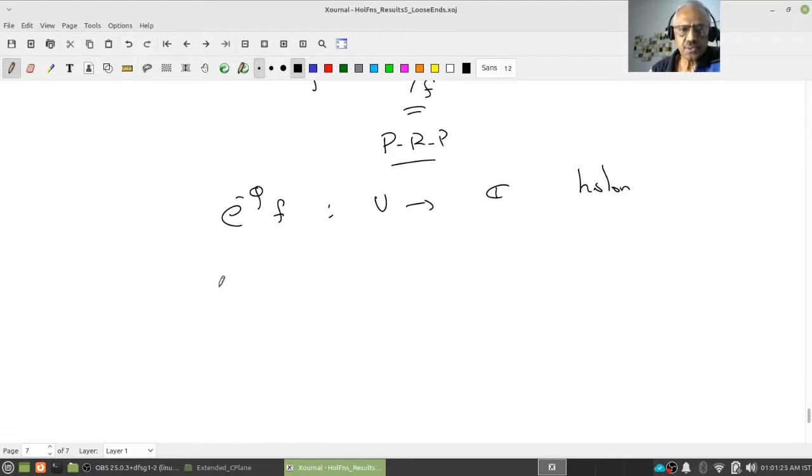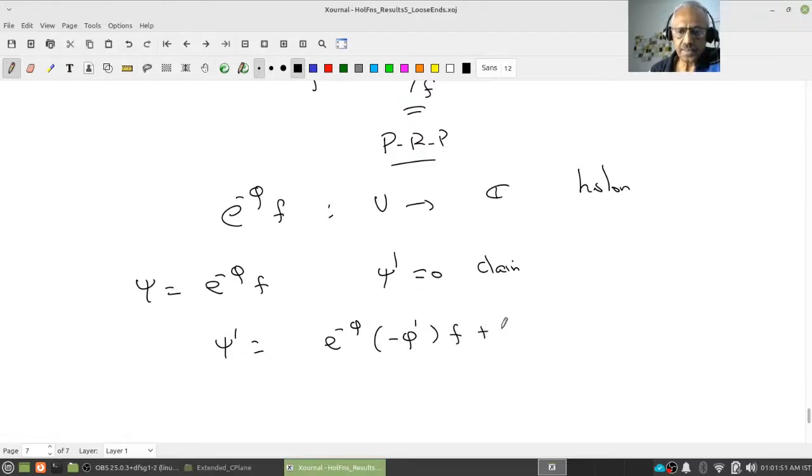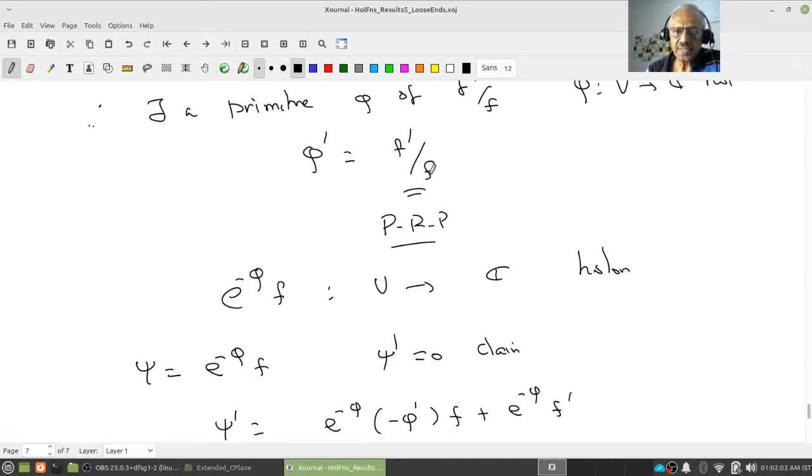Okay, so if you want to call this xi, e power minus phi times f, I want to say xi dash is 0. This is a claim. Let us check it. What is xi dash? Xi dash is the derivative of e power minus phi, which is e power minus phi times the derivative of phi, into f, plus e power minus phi into the derivative of f. So e power minus phi is common, and remember, go back here, phi dash equal to f dash by f, therefore phi dash f is f dash.